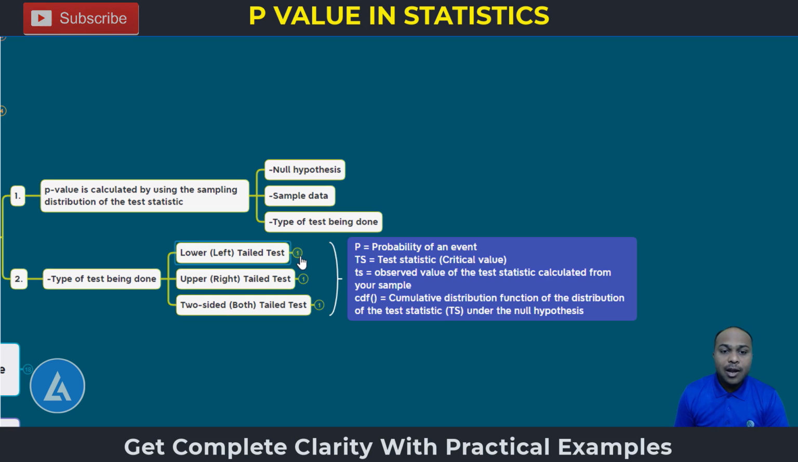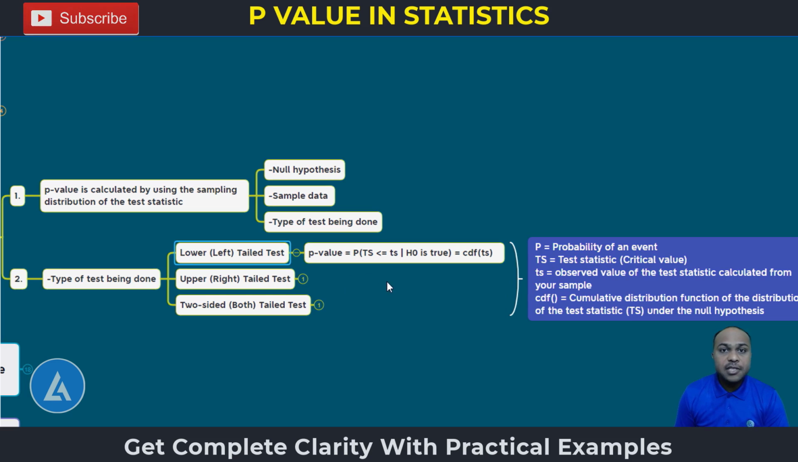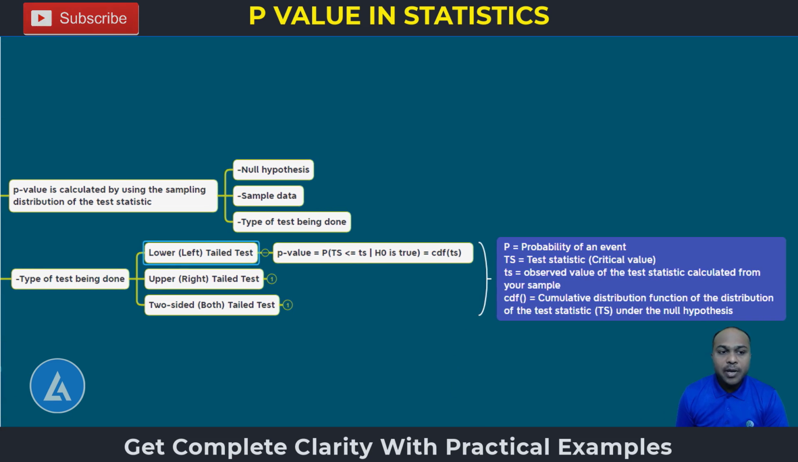For the lower tail test, the p-value is calculated as the probability of the test statistics which is calculated from the data, and to calculate that we can also use Excel as well as Minitab to identify the cumulative distribution function for that particular observed value of the test statistics. Here in this equation, P is nothing but the probability of an event. This is also called the p-value. Capital TS is nothing but the test statistics or critical value. This is calculated directly from the distribution function. Small ts is the observed value of the test statistics which is calculated from the data that we have collected, or we can say that is calculated from the sample. And the CDF is nothing but the cumulative distribution function of the distribution of the test statistics under the null hypothesis. We are going to take an example for each of these tests and you will get more clarity after the example.